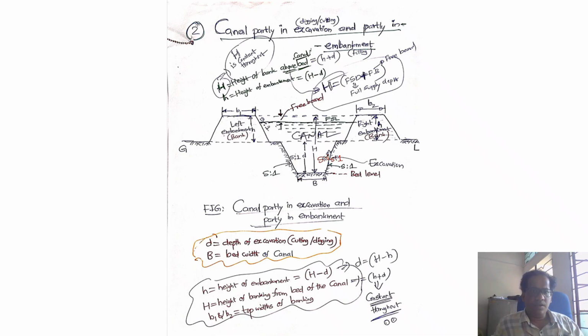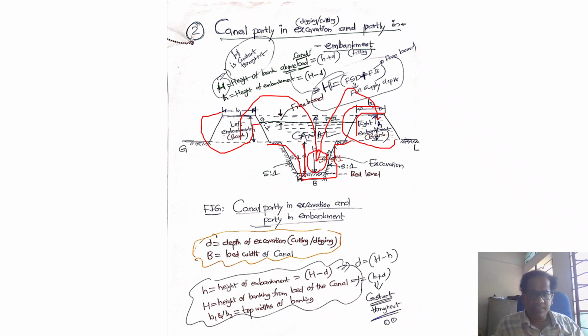Now let us discuss. Here you see this is the canal where the digging was done. This excavated soil was used for making these banks, this left bank and right bank. So height of each bank is h. Depth of digging is small d.